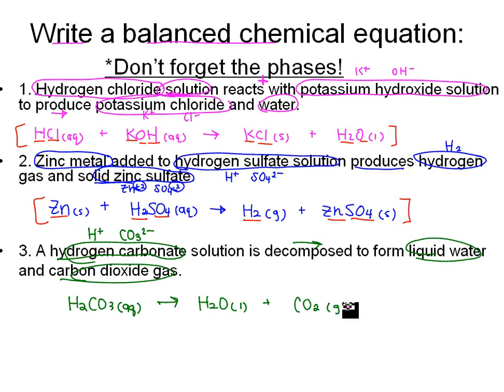Okay, so now let's go through and balance this one. And this one also is a balanced equation. I have 2 hydrogens, 1 carbon, 3 oxygens, and you have 3 oxygens, and you are done here.